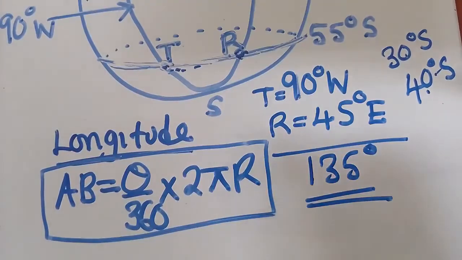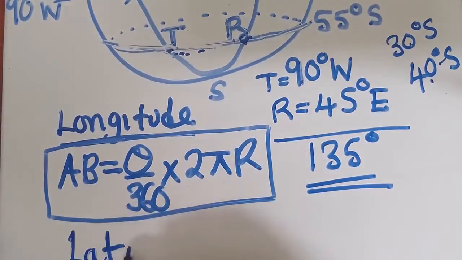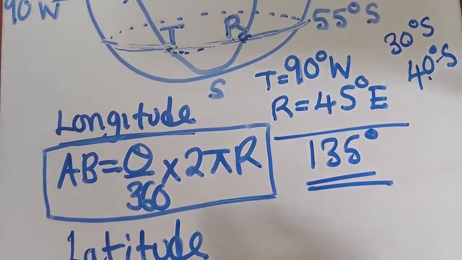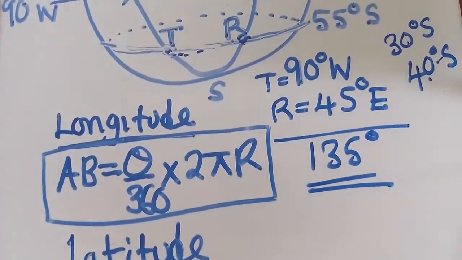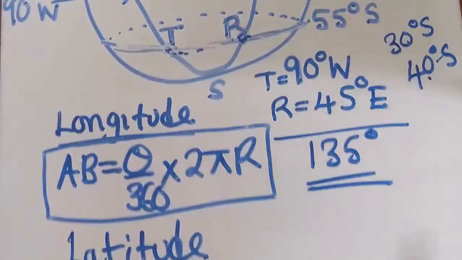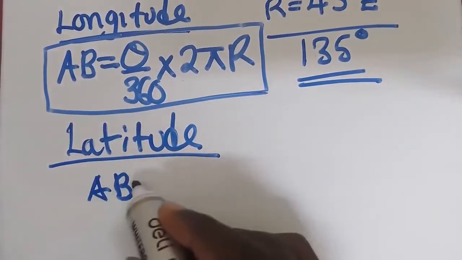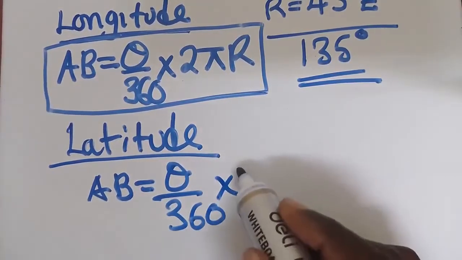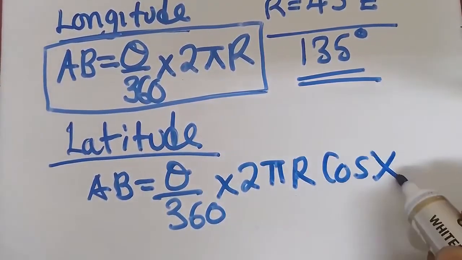These are lines that come from north to south. So this is the formula that we use. What about latitude? If it is latitude like this, which formula do we get to use? This is the formula. For latitude, we say AB is equal to theta over 360 times 2 pi r cos x degrees.